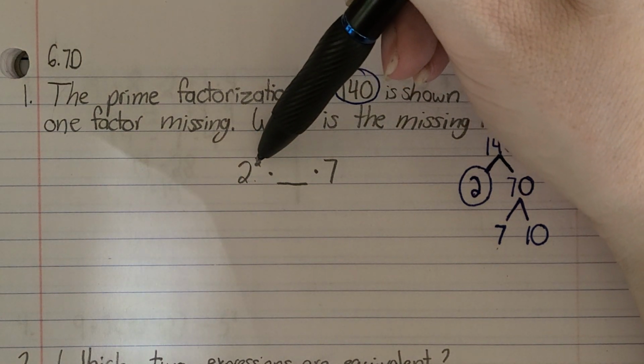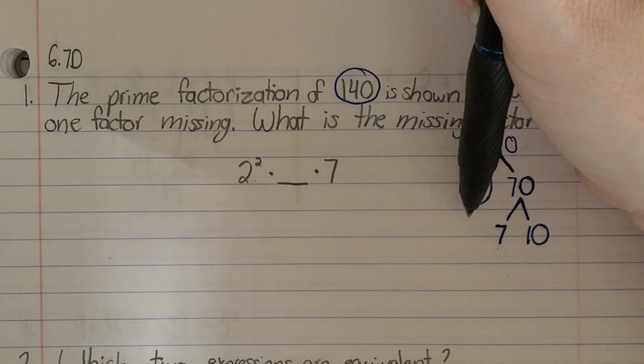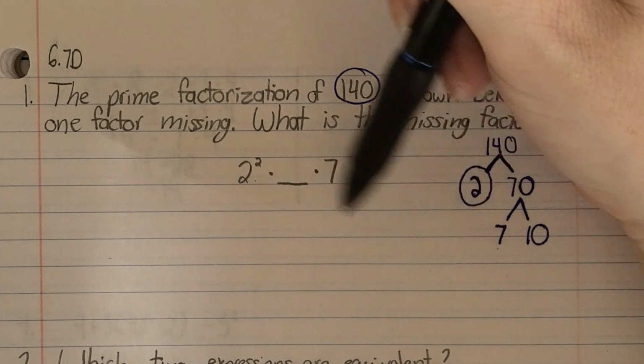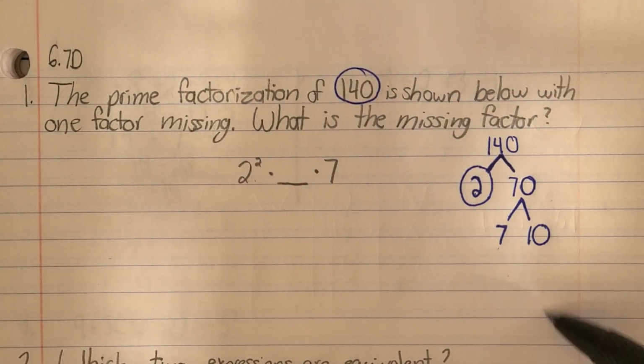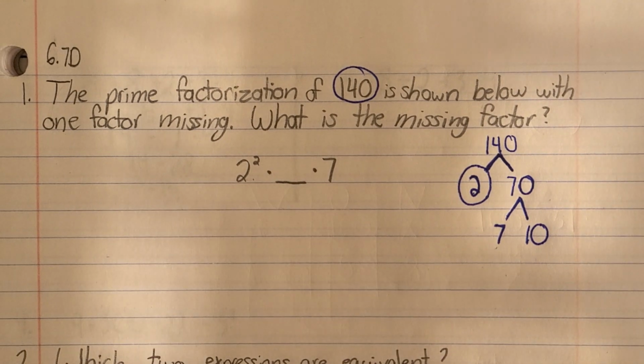So if we have 2 squared, meaning we have 2 2's circled, we have a 7, and then you need to find the number that's missing. Okay, so when you keep this going, find the number that's missing.